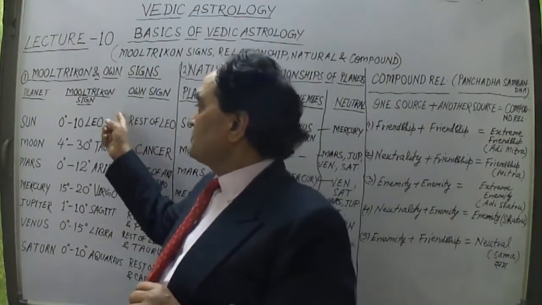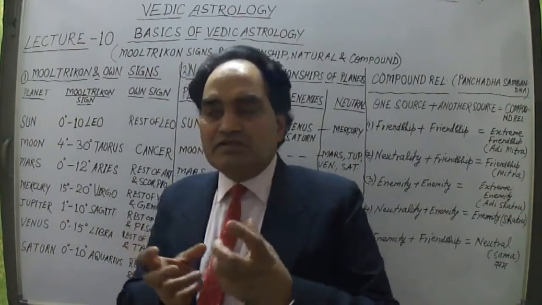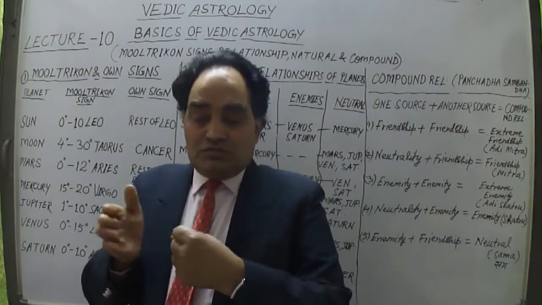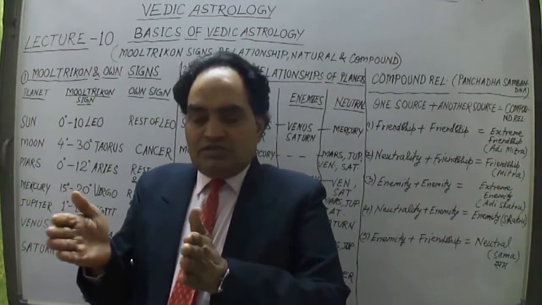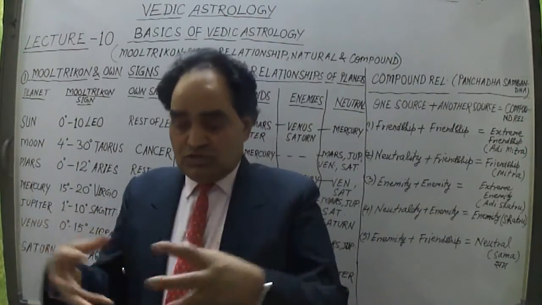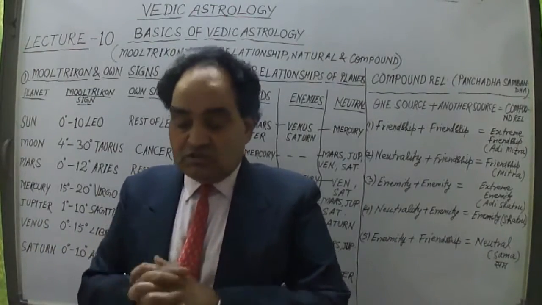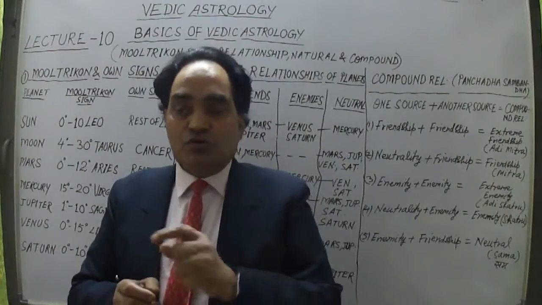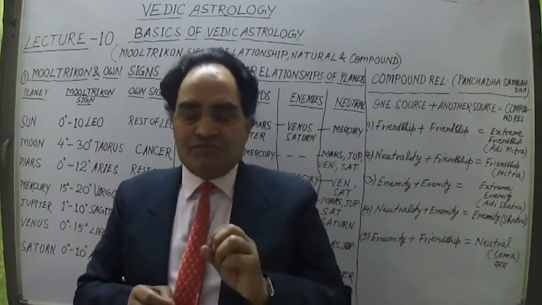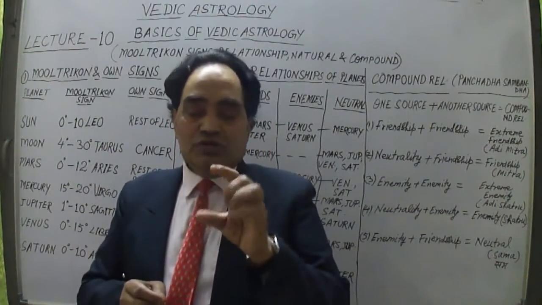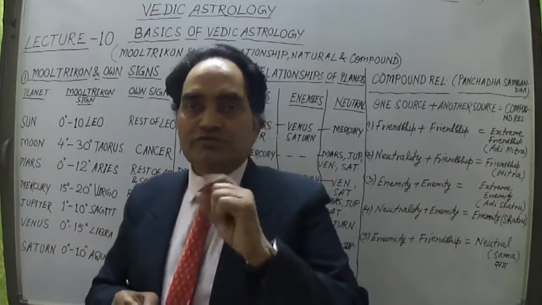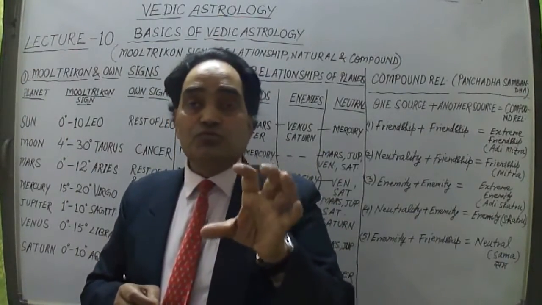First thing I have talked about, Mooltrikon sign. Every planet has its own Mooltrikon sign. In that sign, within some degrees, this degree to this degree, that planet is more active, giving better results than in his own sign. Own sign means the lord of one sign or two signs. Moon is lord of Cancer, Sun is lord of Leo. As I have told you, one sign is lorded by Sun and Moon, while the other 5 planets are lords of two signs.